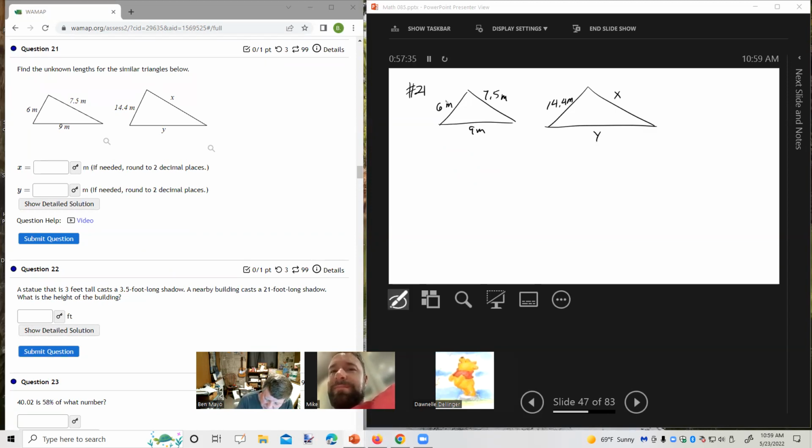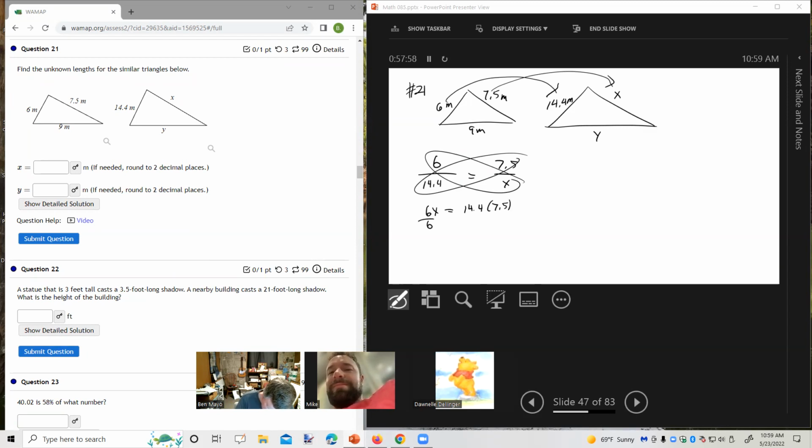So 6 is to 14.4 as 7.5 is to X. Okay. You always want to go the same direction in both cases. So then the cross products, 6x equals 14.4 times 7.5. Divide both sides by 6. 14.4 times 7.5 divided by 6 equals 18.